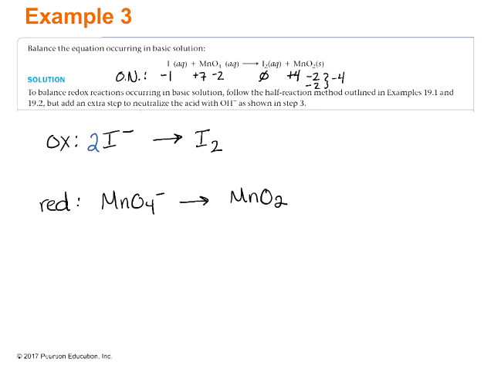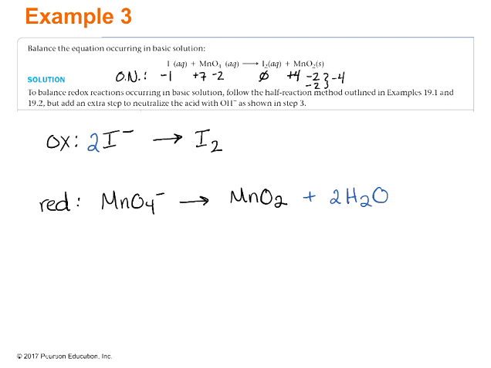So we have 1 manganese on each side, so that's balanced. But we have 4 oxygens on the left and 2 on the right. So again, what do we do if we need to balance oxygens? We have to add water molecules. So how many water molecules do we need to add on the right-hand side? 2, right? We want to make sure we have 4 oxygens on each side. So we're going to add 2 water molecules to bring the total number of oxygens on the right to 4. All right.